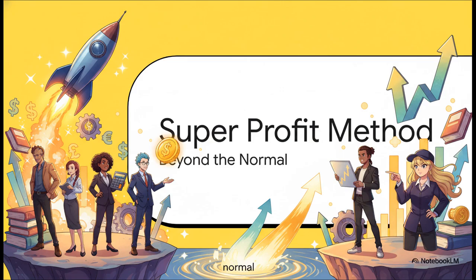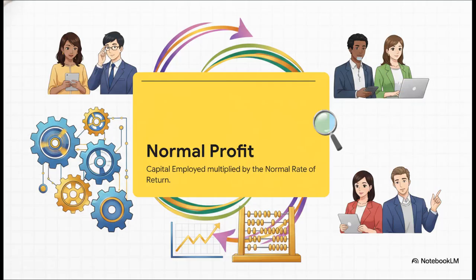Let's move on and see how this builds in Section 4, the super profit method, beyond the normal. Because, let's be real, sometimes being average just doesn't capture a company's true value. Before we can figure out what makes a profit super, we need to knock out some vital jargon. What exactly is a normal profit for your specific industry? Our source defines normal profit as the capital employed multiplied by the normal rate of return. Basically, if you invest a certain amount of capital into a standard, run-of-the-mill business in your industry, there is an expected average percentage of return you should be getting. That baseline expectation, that is your normal profit.